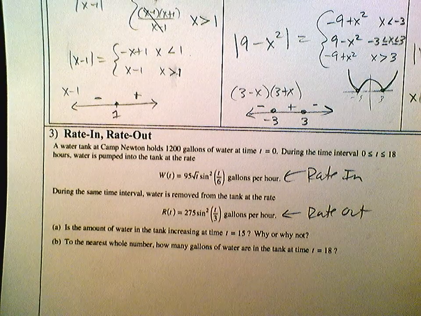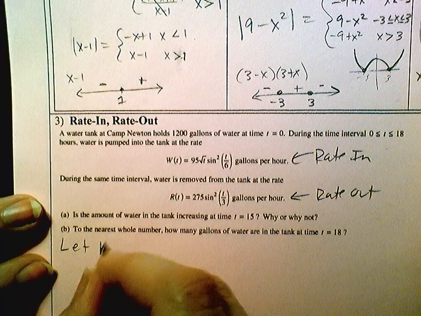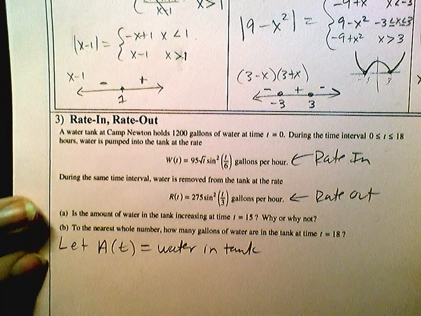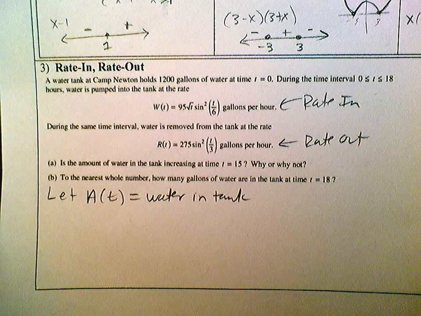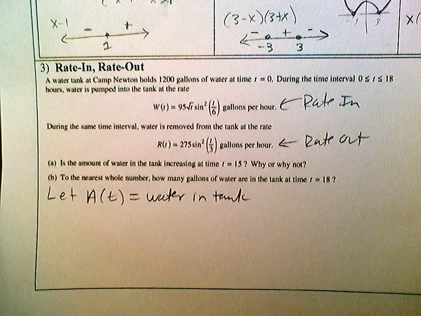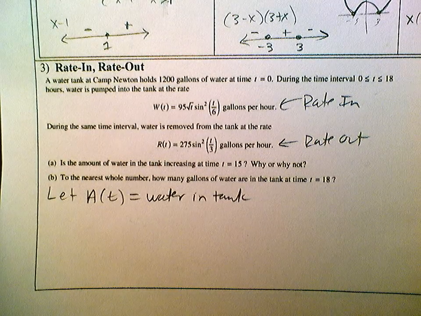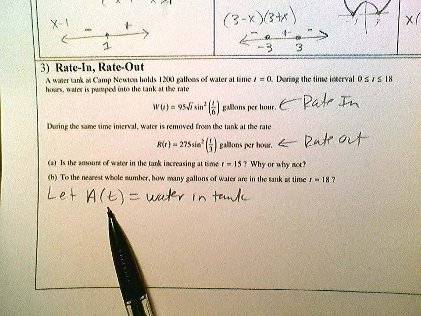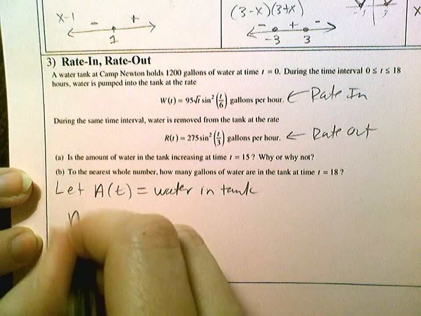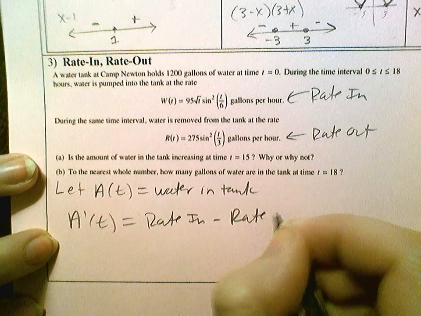Okay, so anyway, let's do this. It's never a bad idea to define a function. So I'm going to let A of t equal the water in the tank. So that's the amount of water in the tank. If we are asked about the amount of water in the tank increasing, you want to be thinking of Susan's table. If you hear increasing, decreasing, inflection points, concavity, max, mins, any of that, Susan's table stuff, guys. So A of t would be increasing if A prime of t were positive. So that's what we've got to figure out, guys. So we need A prime of t. And the way that you do it is you do the rate in minus the rate out.